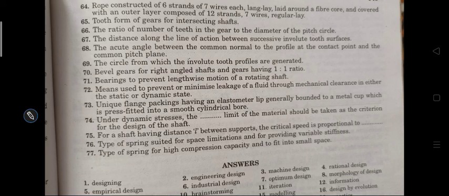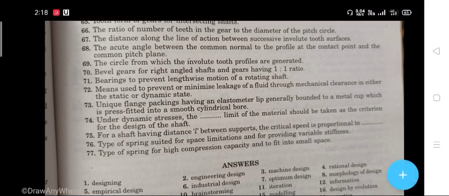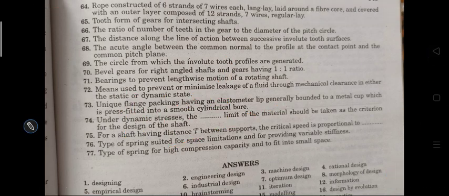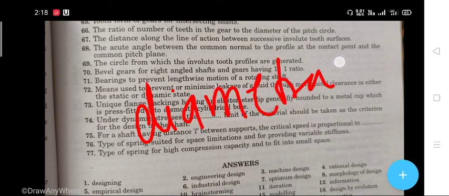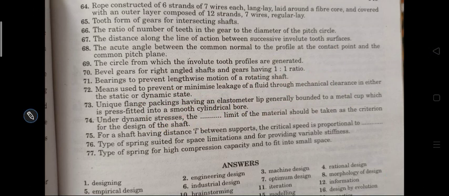The next question, question number 65. Tooth form of gears for intersecting shafts. The right answer is bevel. Next question, question number 66. The ratio of the number of teeth in the gear to the diameter of the pitch circle. The right answer is diametral pitch.